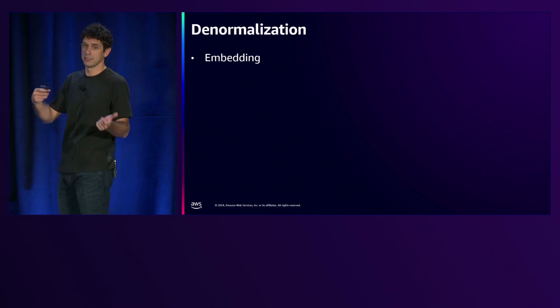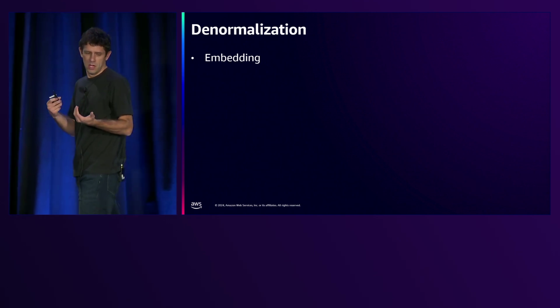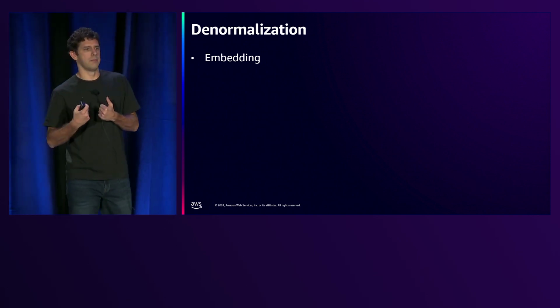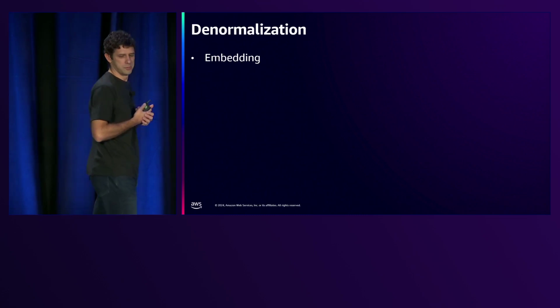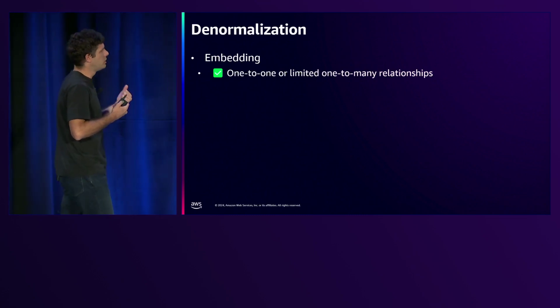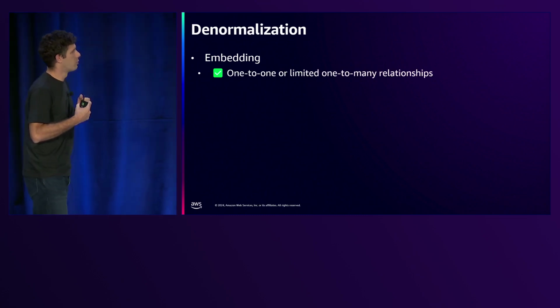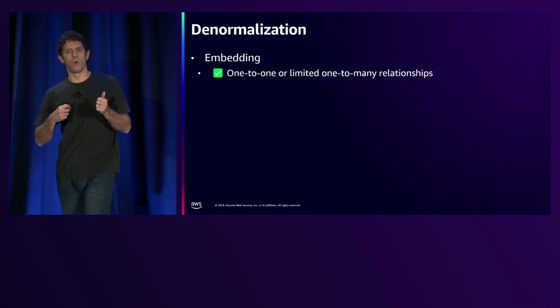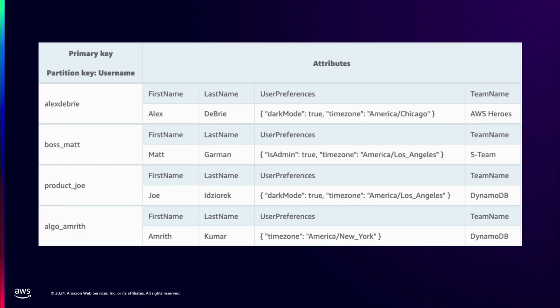You shouldn't have a list or a map in there. But in Dynamo, it's pretty common to have complex objects as attributes. So where should you do embedding? Again, don't get too wild with this, but I would say it works really well if you have one-to-one or limited one-to-many relationships. So if we look at those usernames again, we have this user preferences bag, right? Which is semi-structured data of different settings that might affect the UI for this particular user.